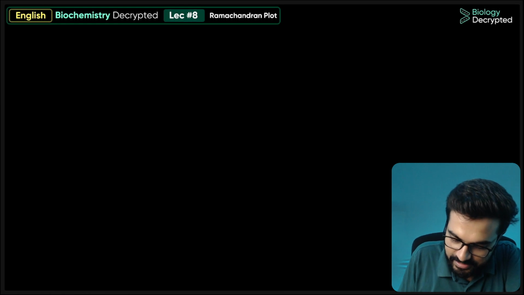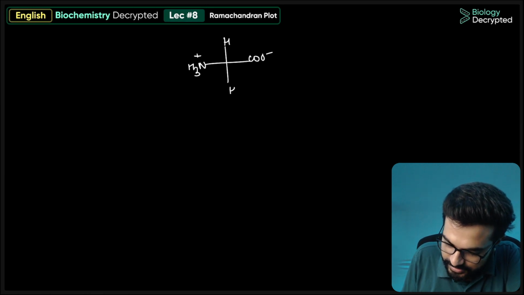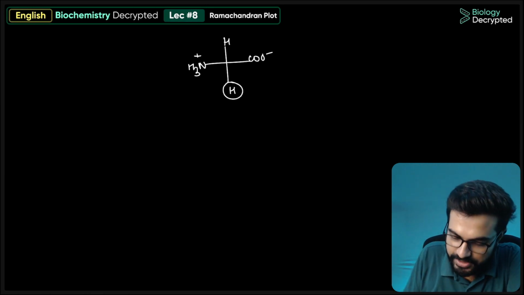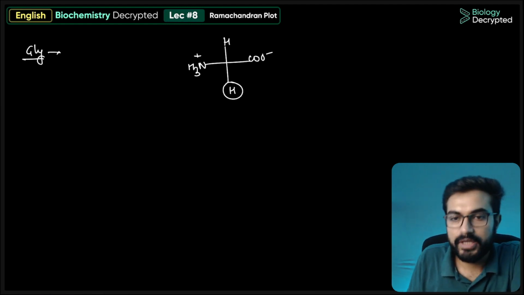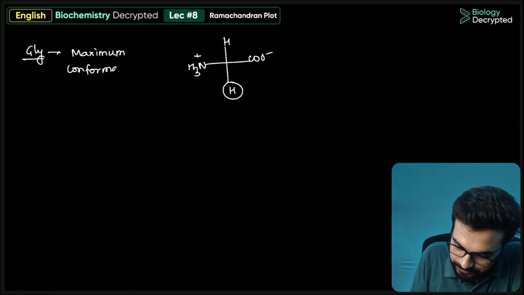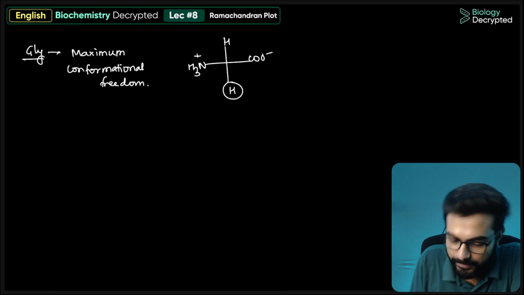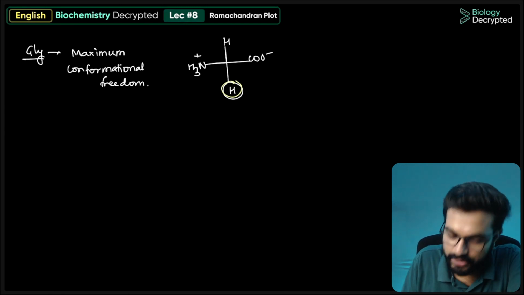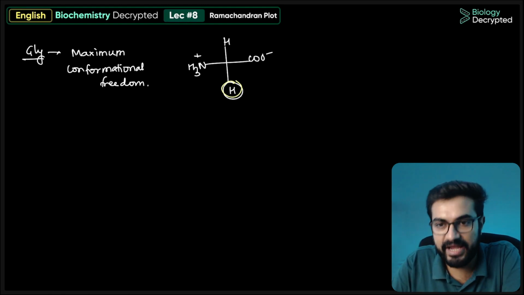One is glycine. Well, glycine is the simplest one. There is hydrogen as a side chain. And glycine, therefore, shows maximum conformational freedom. Because the R group is the simplest, and therefore there will be more possible allowed psi and phi angle combinations.